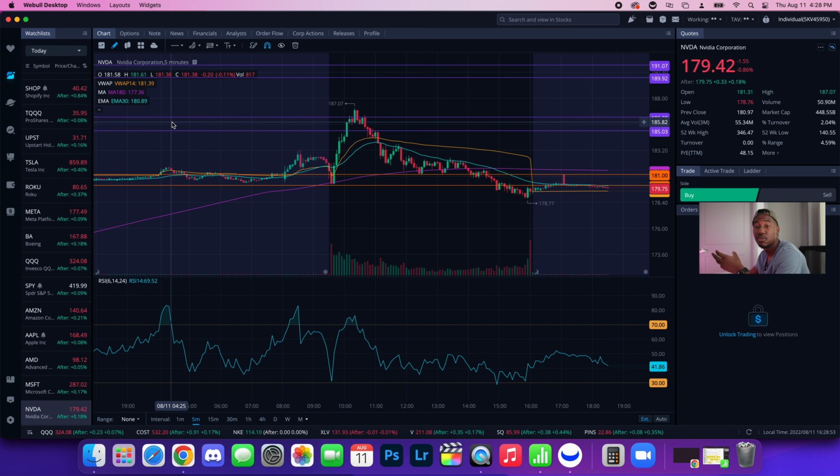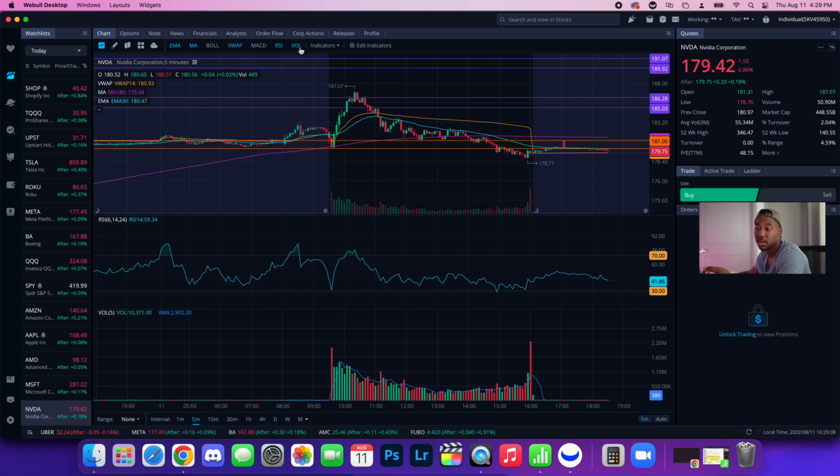And if you have this platform and you want to know how to change them on your own, what you would do is you would click indicators, and right here, this is kind of where you add what you want. So one thing that I also find to be useful is the volume. That really just shows you how much is being traded.